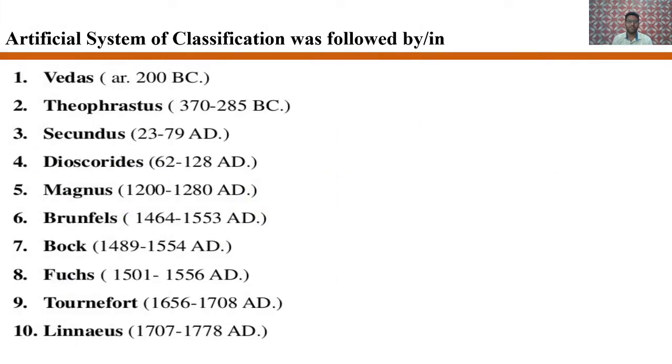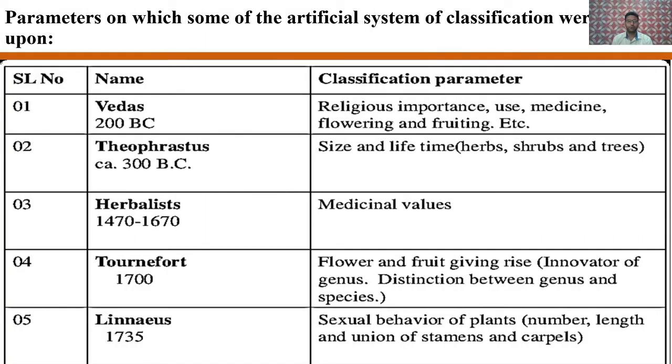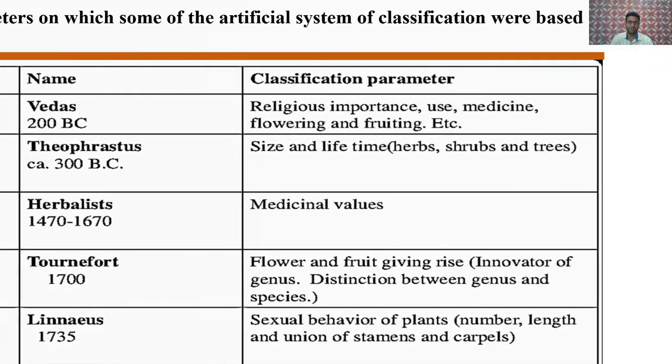The artificial system of classification has been followed in various books and by various scholars, including Vedas, Theophrastus, Albertus Magnus, Brunfels, Linnaeus, etc. So here are some examples of the artificial systems of classification and the parameters on which they were based. Here I would like to discuss the linear system of classification, which was based on the sexual behavior of plants, the number, length, and the union of stamens and carpels.